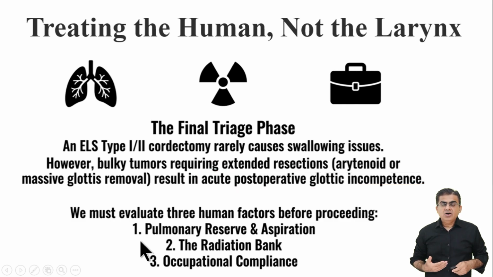First, look at the lung icon on the left. We must strictly assess their pulmonary reserve and the risk of fatal aspiration. Second, look at the middle icon. We must consider sparing their anatomical radiation bank for the future. And third, look at the briefcase icon on the right. We must carefully evaluate their occupational compliance and daily vocal demands. In the next 2 slides, we will focus closely at exactly how to evaluate these crucial human factors.